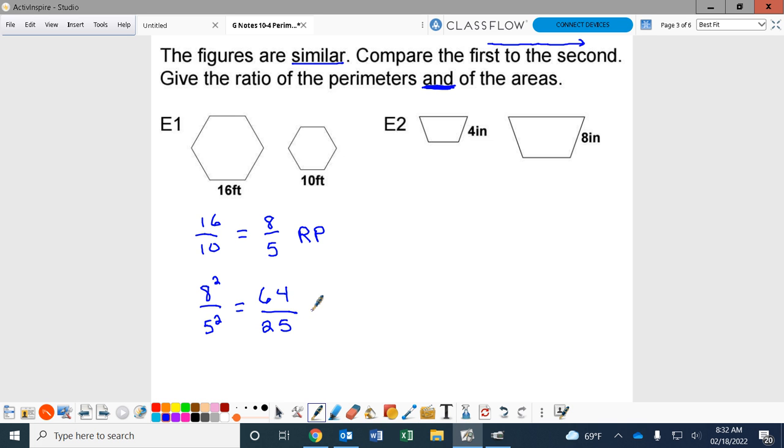Wait, so it's all of this? For this part, yep. And this is like the first 7 problems on your homework. That's it. This is that first 7 problems on your homework. Yep. Okay, and this is the ratio of the what? Areas. Good.